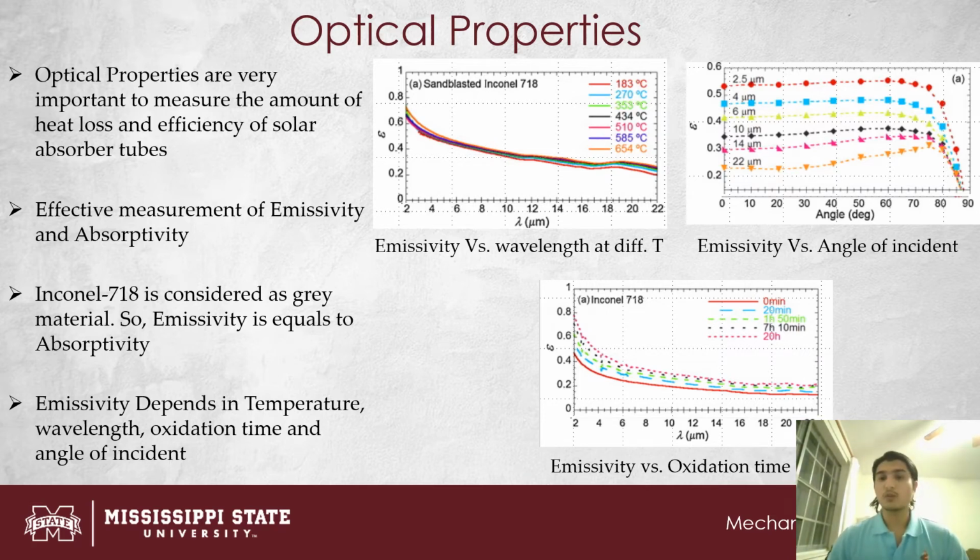Inconel 718 is considered a gray material, so emissivity is equal to absorptivity. Emissivity depends upon temperature, wavelength, oxidation time, and angle of incidence, as shown in the figure here. The figure first shows emissivity versus wavelength at different temperatures. The second one shows emissivity versus angle of incidence, and the third figure shows emissivity versus oxidation time.